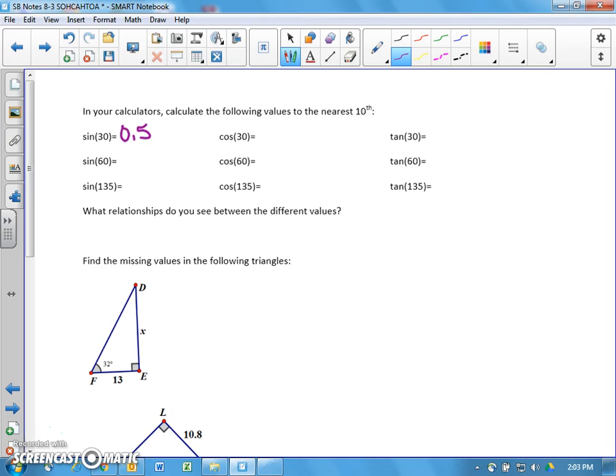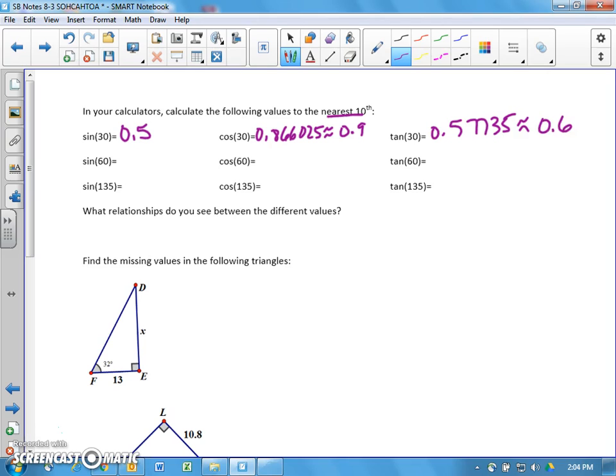Now let's go on and do the cosine of 30 degrees. When you type that in, you should be getting 0.866025. Since this one's the nearest tenth, we're going to write that this is approximately 0.9. And you can do the same thing for tangent. You should be getting 0.57735, which is approximately 0.6.